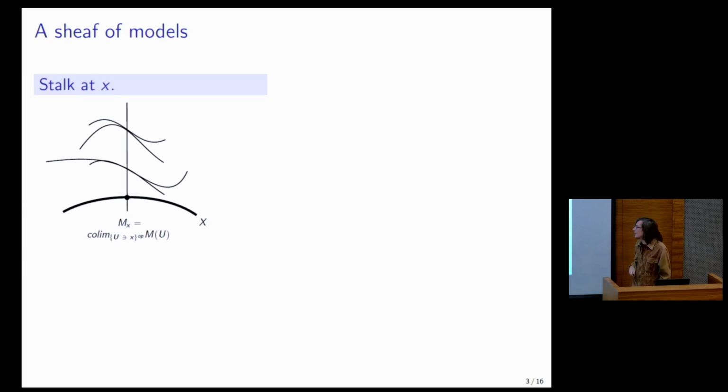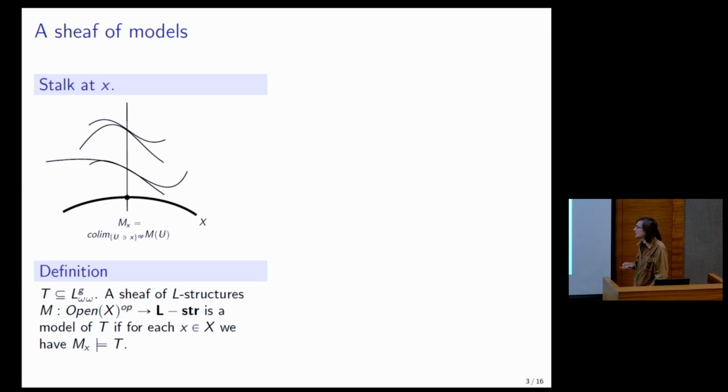Okay, so you take the colimit of the values of this sheaf or presheaf along the neighborhood basis of that point. And now the definition is that a sheaf of L-structures is a model if each stalk is a model. Okay, so you have these operations that you have in the L-structure, they can be restricted or they are meaningful on these equivalence classes. You can just apply them to the representatives, and then you have an L-structure in each stalk, and you want that L-structure to be a model.